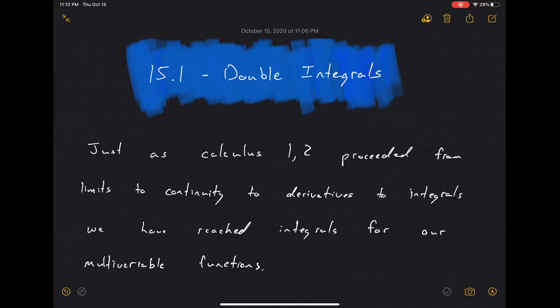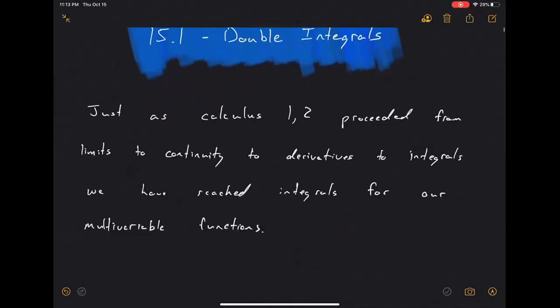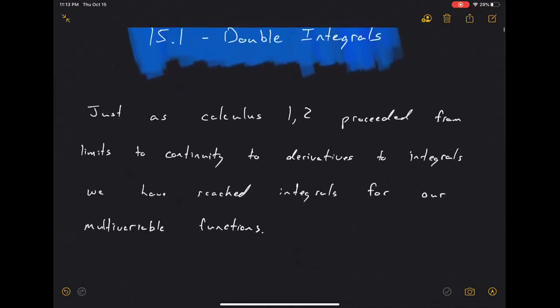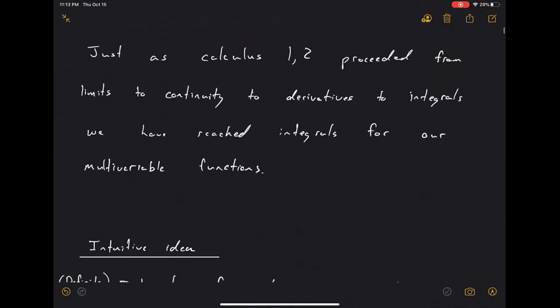So just as in Calculus 1 and 2, how did those courses proceed? We started with the idea of limits and continuity, and then we worked our way up to derivatives and finally to integrals at the end of Calc 1, beginning of Calc 2. And we're kind of at that stage for the multivariable stuff. It's gone kind of fast, right? So we started with limits and continuity, and then we did partial derivatives, and that ended in the last chapter. Now we're talking about integrals.